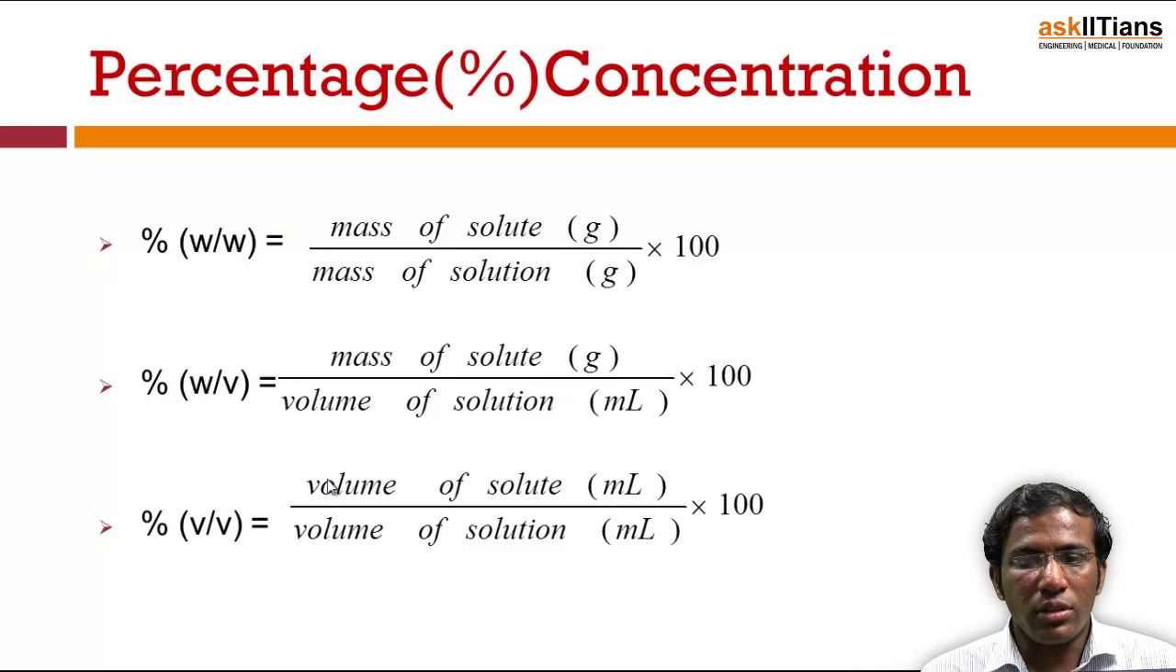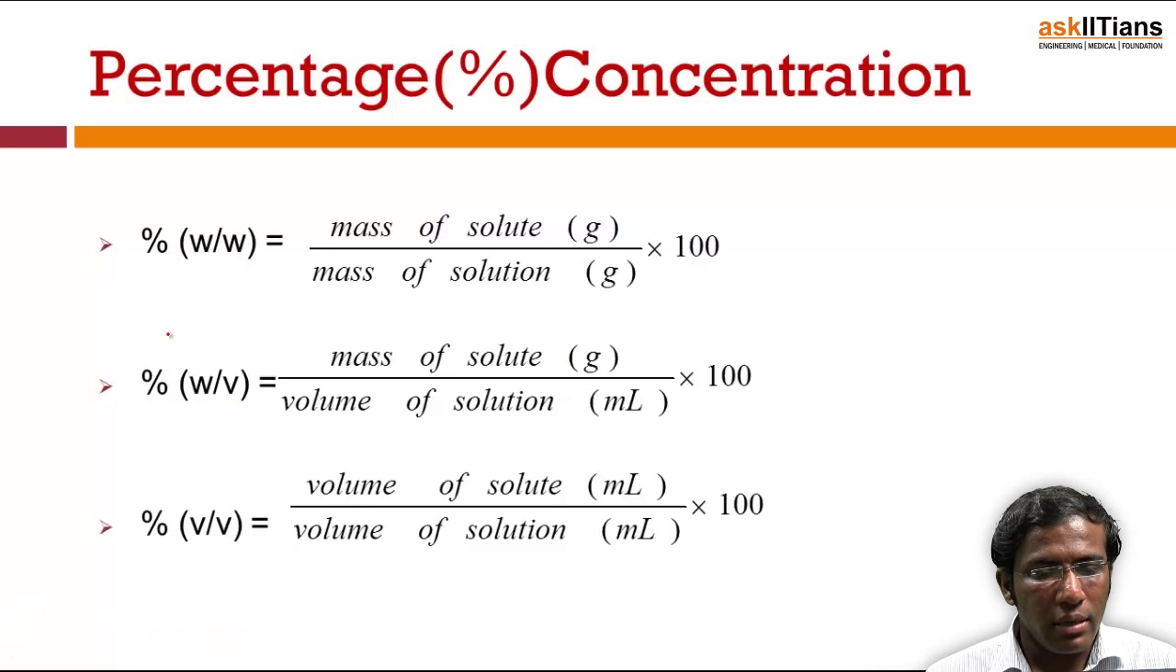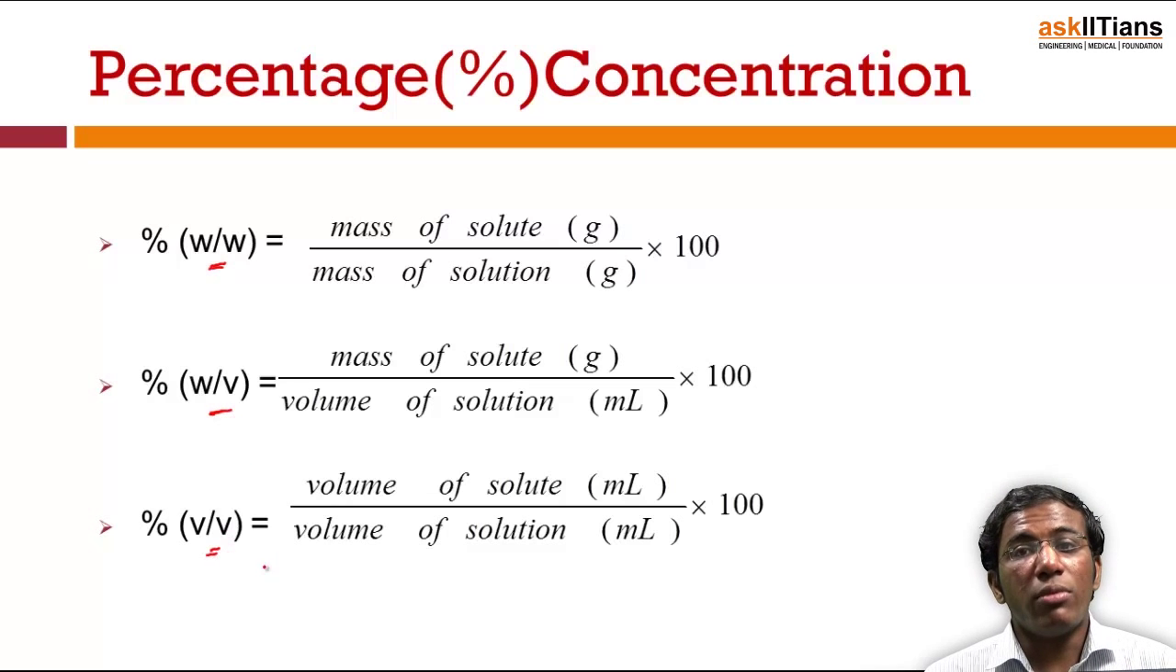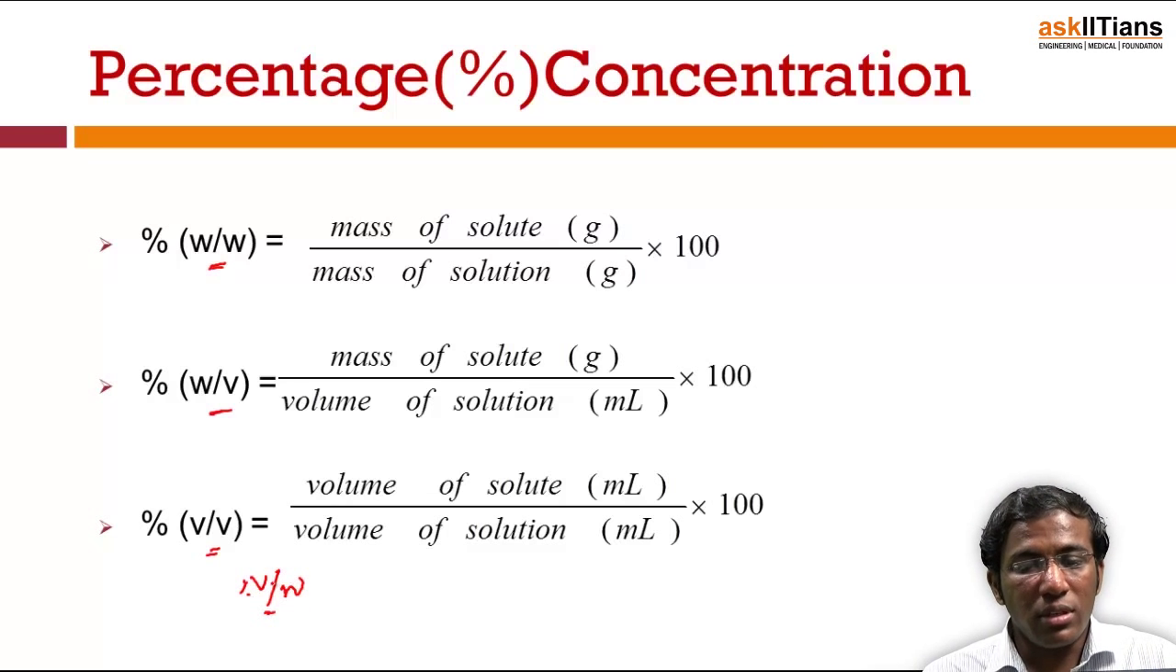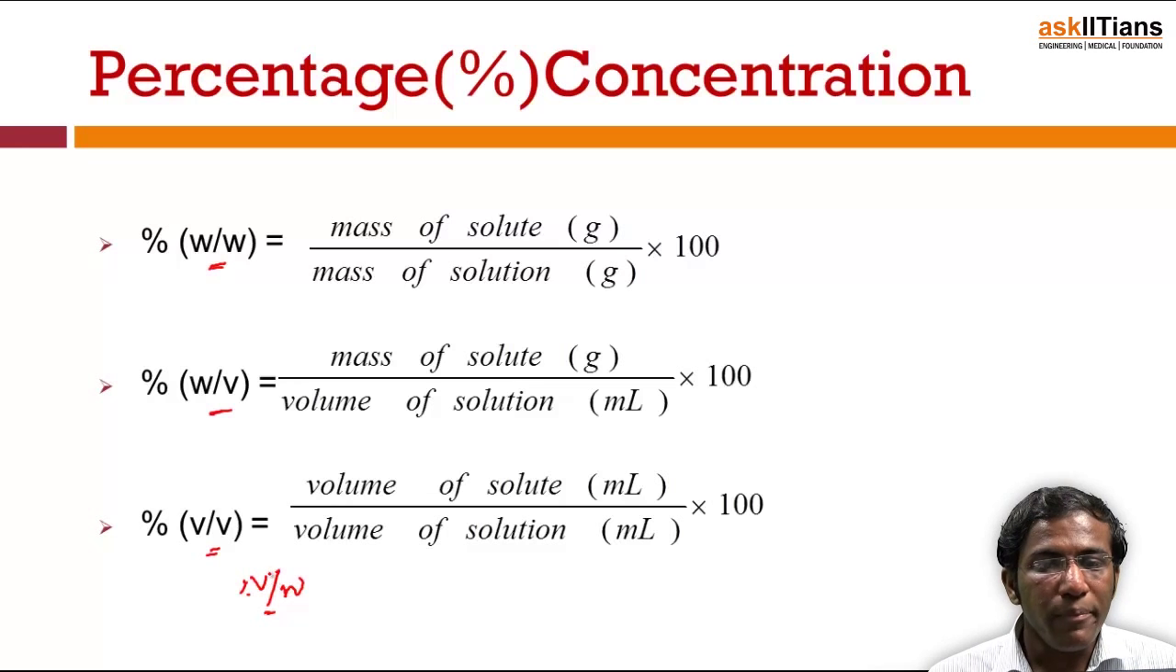The percentage concentration can be weight by weight, weight by volume, volume by volume, or volume by weight also. These are the 4 types of expressing the concentration as a percentage. So let's discuss these 4.